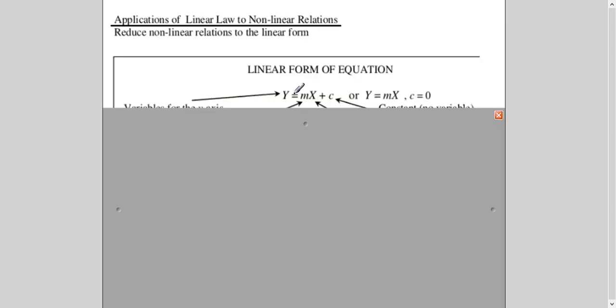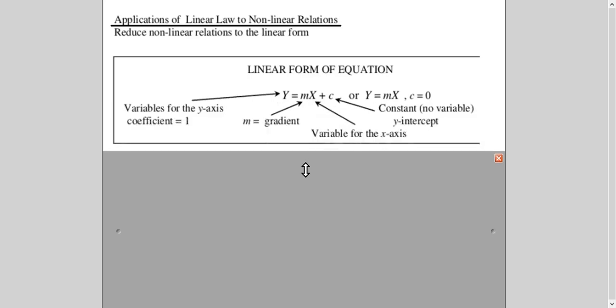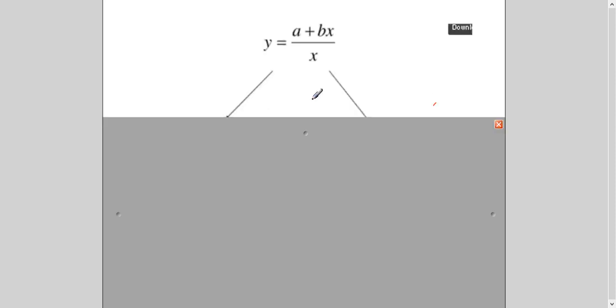So we have seen that y = mx + c is a linear form of the equation, and we have seen the meaning of y, x, m, and c. This I have already explained to you, and we will see its application now. Suppose this non-linear equation is given to you and you have to change it into linear form. There are two ways to do it.